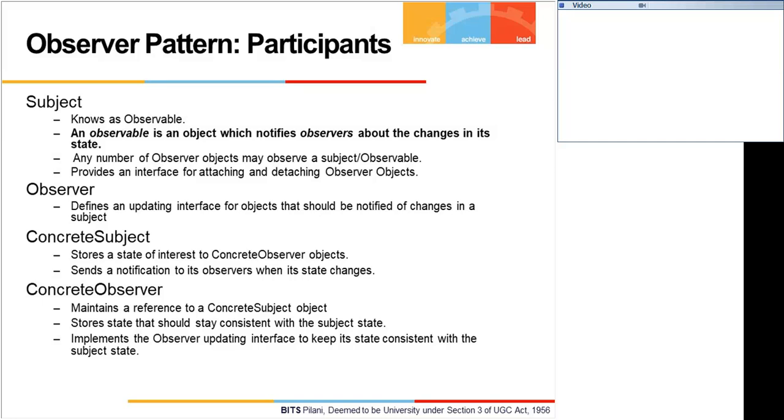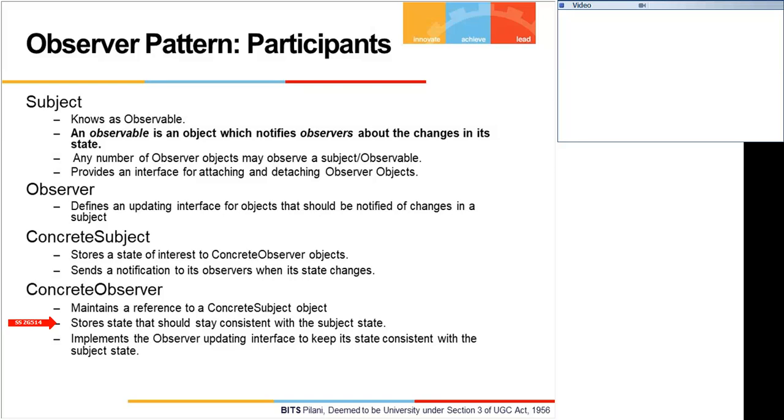The last participant in this pattern is the concrete observer. It maintains a reference to the concrete subject object, right? My concrete observer needs to maintain a reference to the concrete subject object. This is very important, otherwise it will not be able to get the state from the concrete subject, right? So it needs to maintain a reference of the concrete subject, and store state that should stay consistent within the subject.